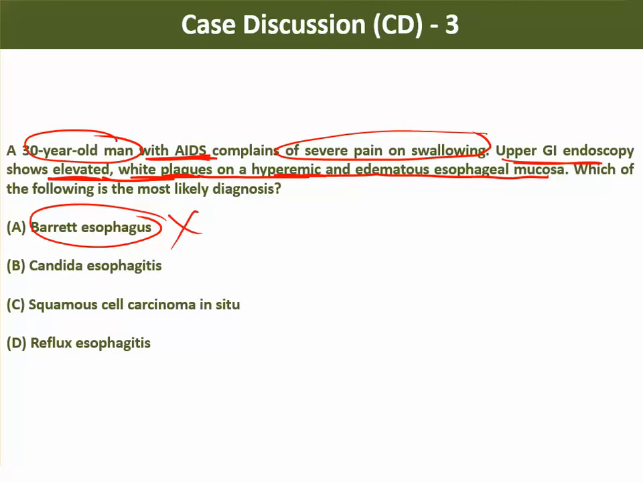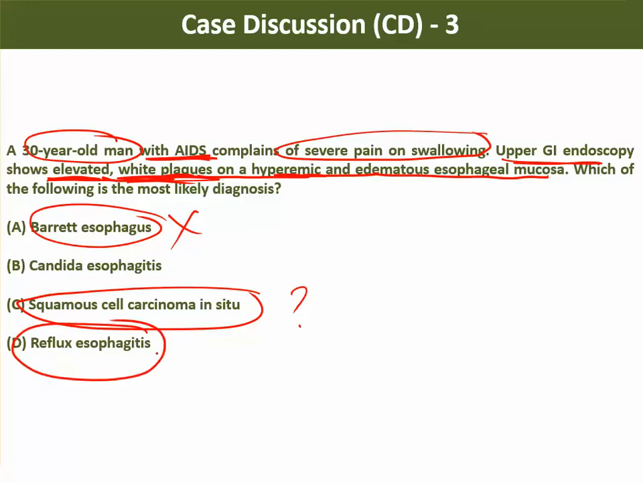Okay, now let us discuss squamous cell carcinoma in situ. Yes, of course it could be squamous cell carcinoma in situ because there are elevated white plaques. It could be leukoplakia. You understand? So leukoplakia may hold dysplastic changes. It may hold carcinoma in situ. Okay, there is a question here. Reflux esophagitis will not cause pain during swallowing. Okay, so it is ruled out.